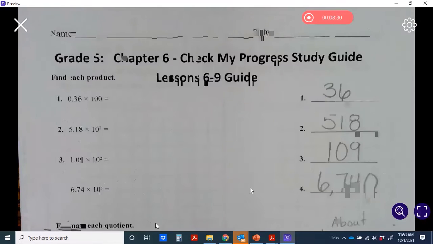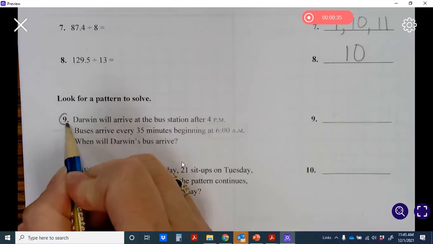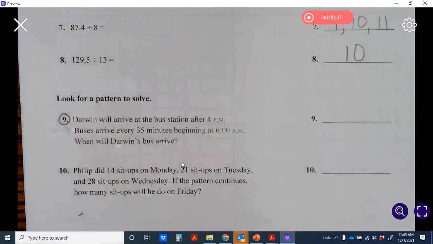All right, question number 9. Look for a pattern to solve. Now this question is a little bit more difficult, and I actually did it, and then I want to go back and redo it again because I came up with a different way to solve it. That might be easier. When you have a question, you want to read it twice.